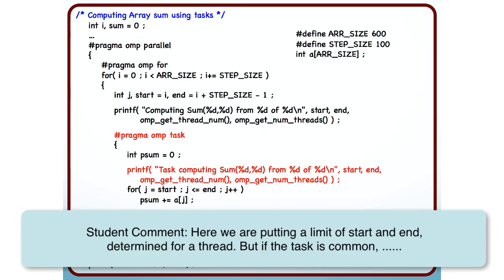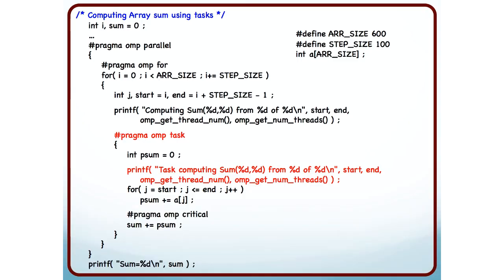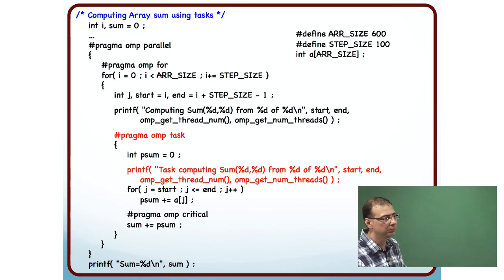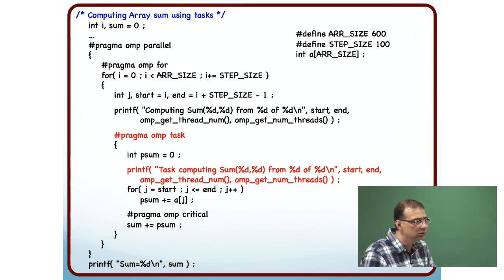Like here too we are putting the limit of start and end. Start and end is the size of an array which is defined by the thread only. But if the task is common, will it get respawned? No, what do you mean by task is common? There is nothing like a common task. Look, the important point here is these tasks are not the same because each one of them is working on a different piece, right? If they were working on the same piece, they will be 2 different tasks that are doing the same work, but there will be 2 instances of that task.